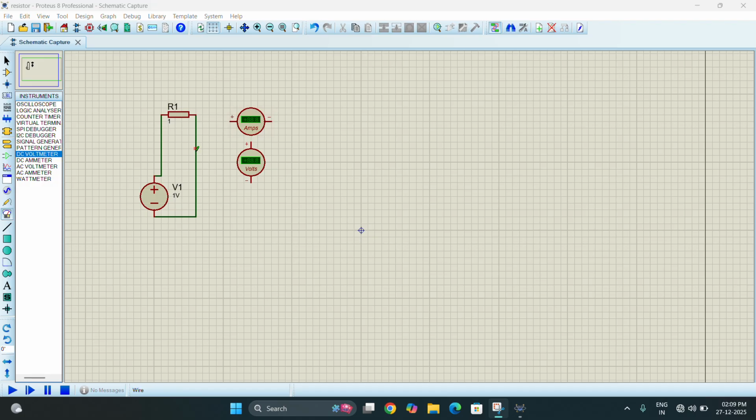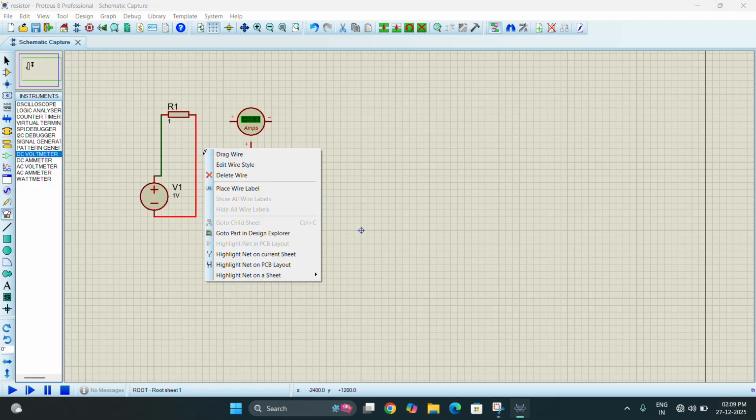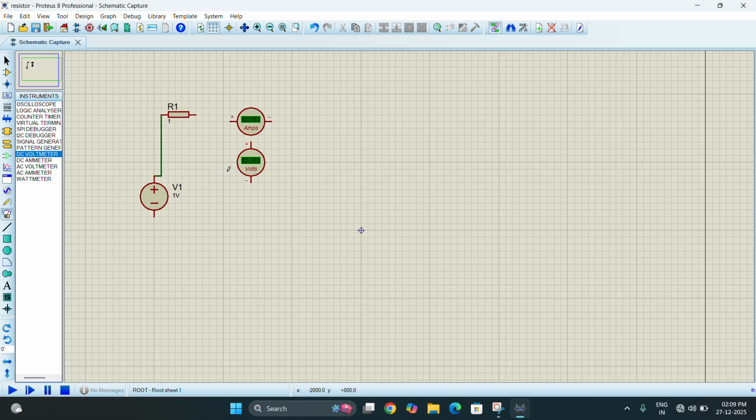Now let us connect. By deleting this wire, I am going to connect the ammeter. So this is the ammeter I will take. I will connect it here. So it is in series.